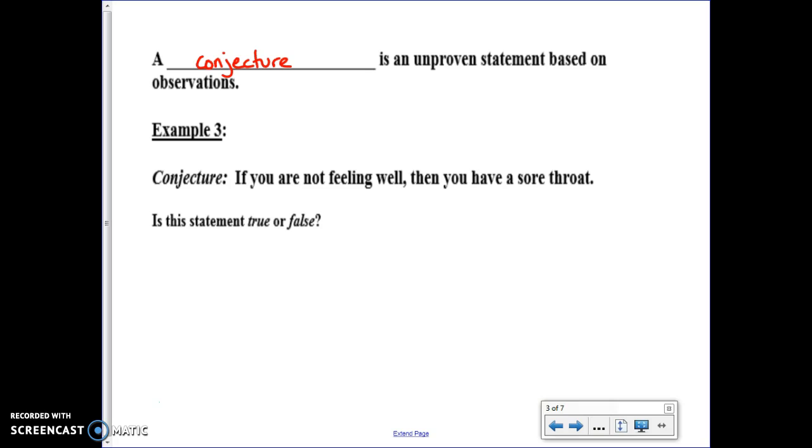Example 3, here's a conjecture. If you're not feeling well, then you have a sore throat. Is this statement true or false? Well, it could be true, but it's not always true, so we're going to say that that statement is false.